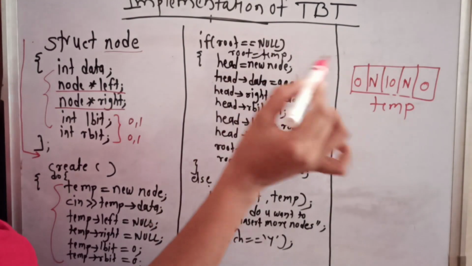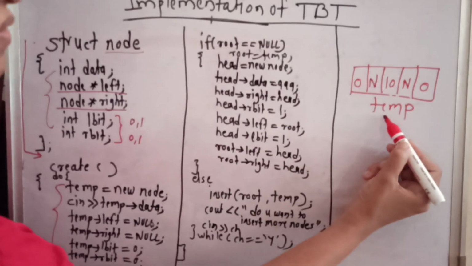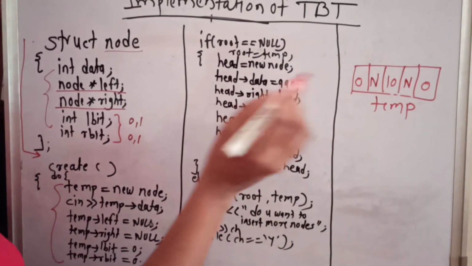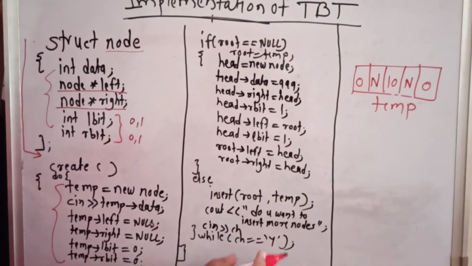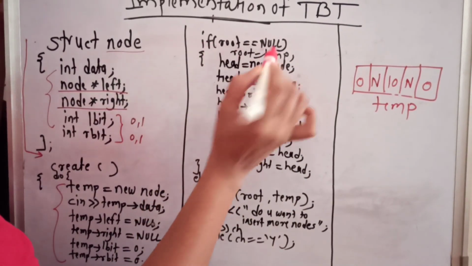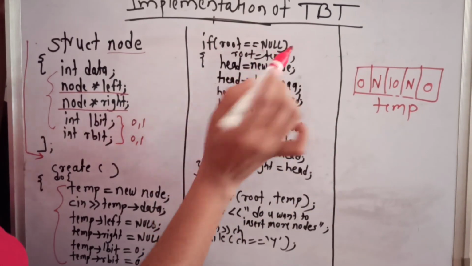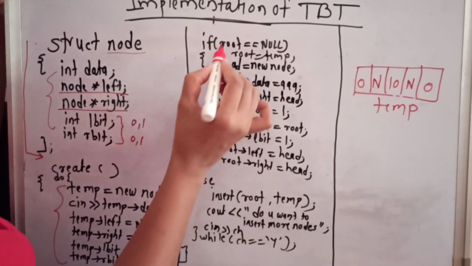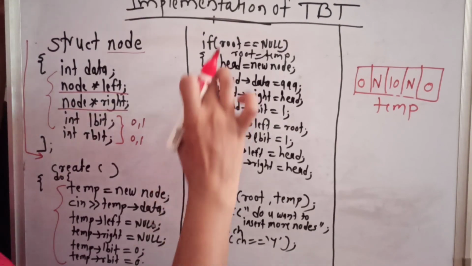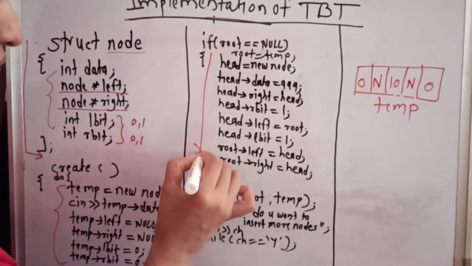Actually, if initially the tree is empty, then whatever temporary node I have created here, I can mark this node as a root node. So for that purpose, first I am testing this condition: if the tree is initially empty or not. That means if the root is equal to null or not. If this condition is true, then I am going to follow this sequence.